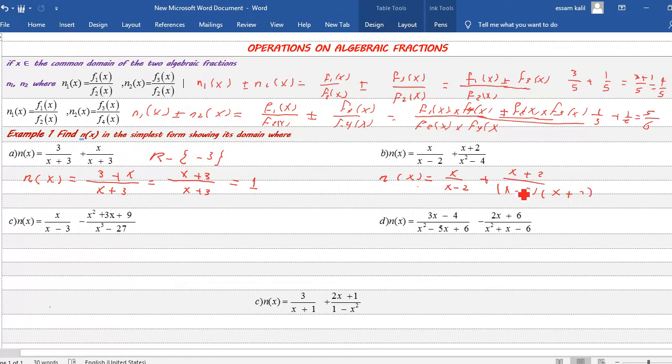What is the domain of this function? The domain equals R minus, open brackets, take the opposite sign of negative 2, so 2, and take the opposite sign of positive 2, negative.